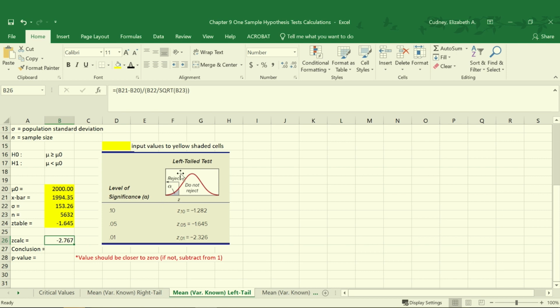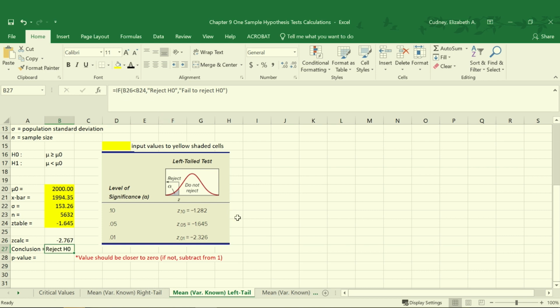When we look at the distribution, our z value is negative 1.645, and our z calculation falls to the left of that since it's negative 2.767. Therefore, we're going to reject our null hypothesis.